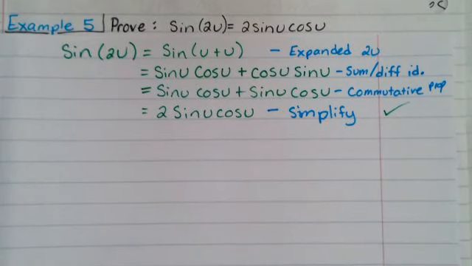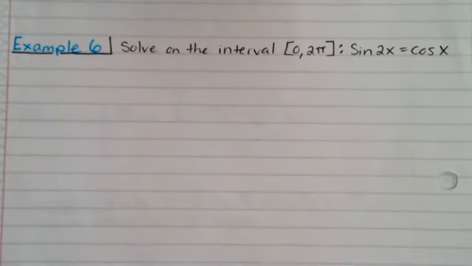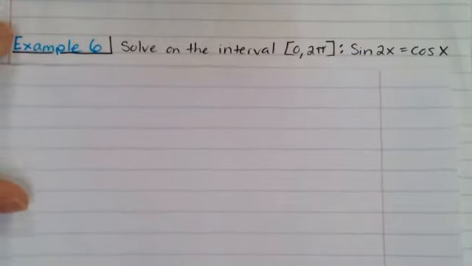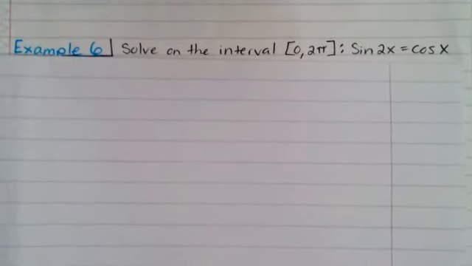So, okay, cool. We got one more. This is example 6. They said we're going to solve this on this interval. So we're going to use our identities to help us with solving again. And then this is my last one, y'all. Again, we do need to pay attention to the interval, the 0 to 2 pi thing. So it's always important to watch out for instructions on that type of thing.